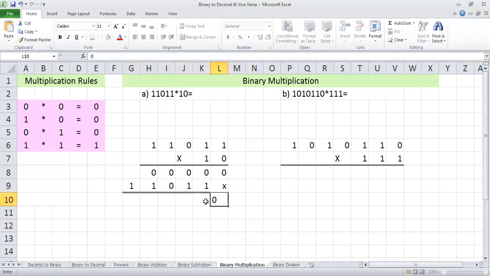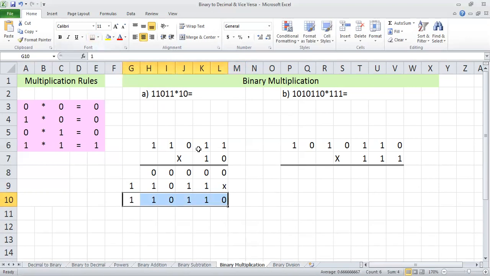This is 0. 0 plus 1 is 1. 0 plus 1 is 1. 0 plus 0 is 0. 0 plus 1 is 1. And this is only 1. So this is the answer. Right? Now let's do this question.